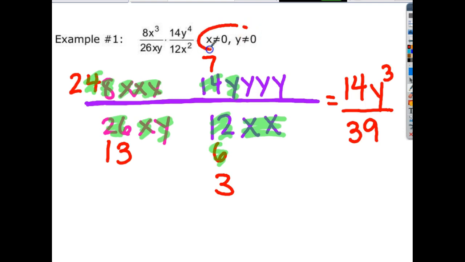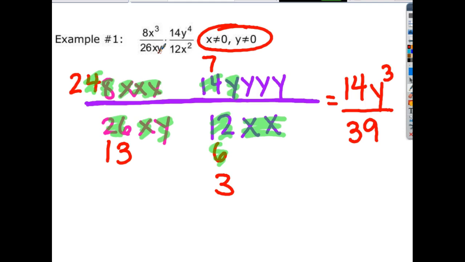Now, I didn't mention this part right here. These are my excluded values. Back here in the original problem, x cannot be equal to 0 because the denominator can never be equal to 0. Right here in the original problem, the y cannot be 0 because the denominator can never equal 0.